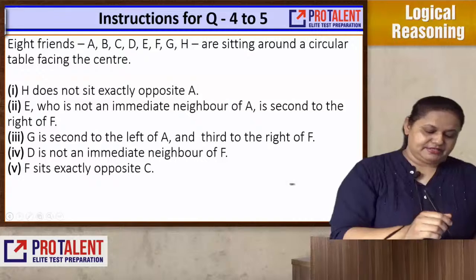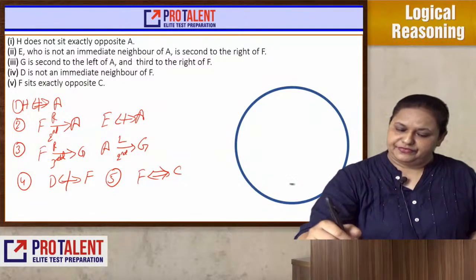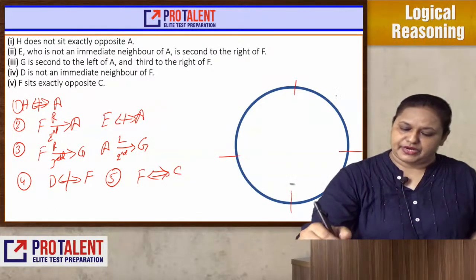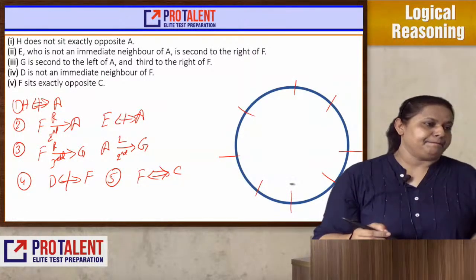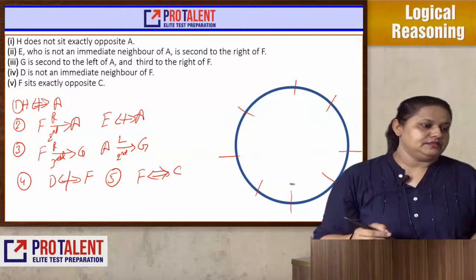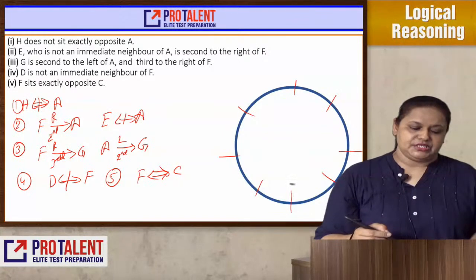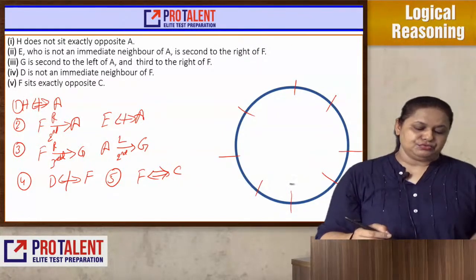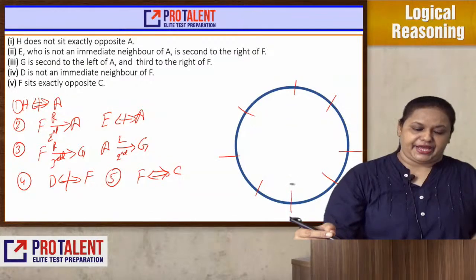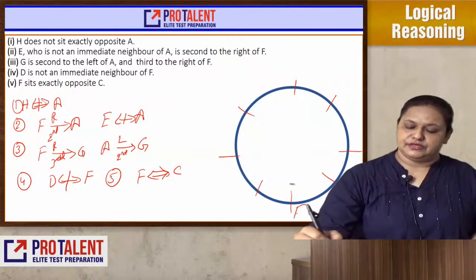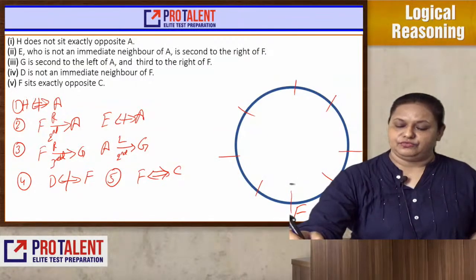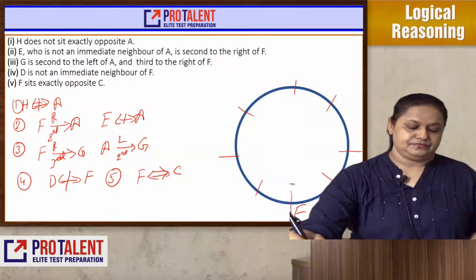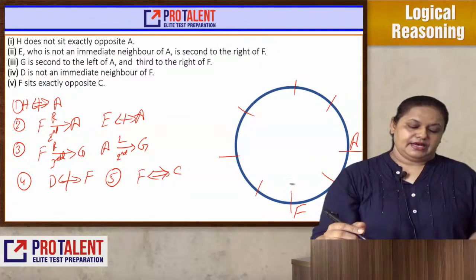How many people? 8 friends are there. So if there are 8 friends, 1 2 3 4 5 6 7 8, which is the point we should start with? Point number 1 2 3 4. With respect to F, if I put F over here, then on the right side, in the second position, I am getting what? F के right में here A is there.